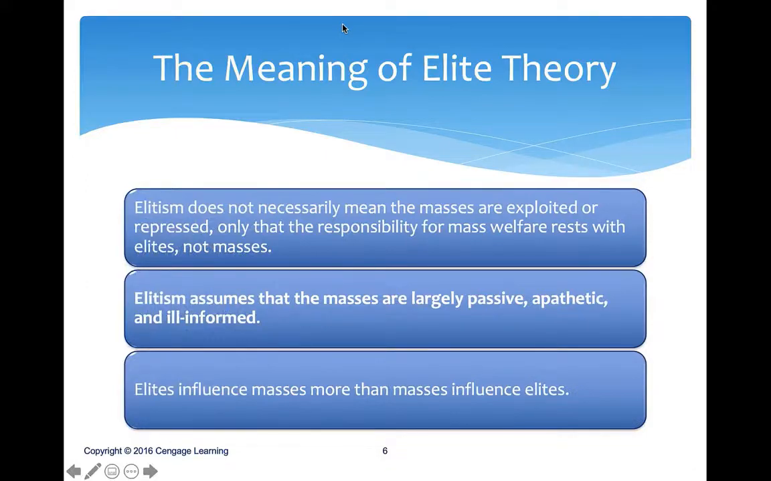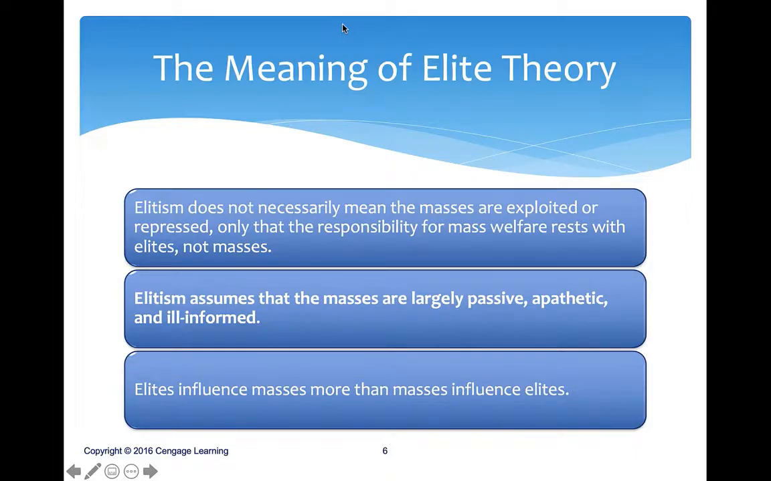Doesn't mean the masses are going to be repressed. The elites are going to assume that the masses are passive, apathetic, and ill-informed, and I don't think that is too far of a stretch to make that assumption. We don't have a lot of people voting. Why? Because they're apathetic. People don't participate in politics. Why? Because they're passive. A lot of us are ill-informed.